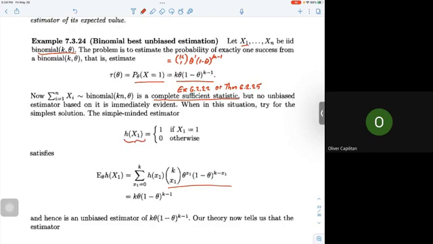Kunwari, h of x2. H of 2. Kung ang x1 natin equal to 2, so that would be 0. Kung x1 natin 0, h of 0, that will be 0. So maiiwan na lang yung h of 1. So h of 1 is 1. Para maiiwan na lang, no? Yung supposedly h of 0.